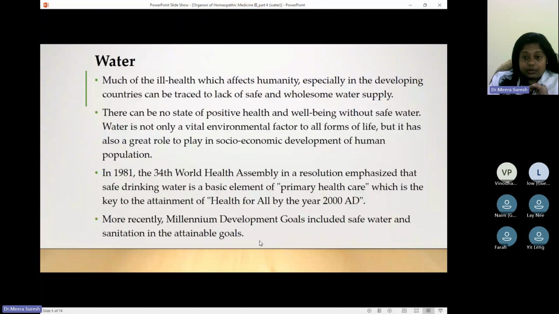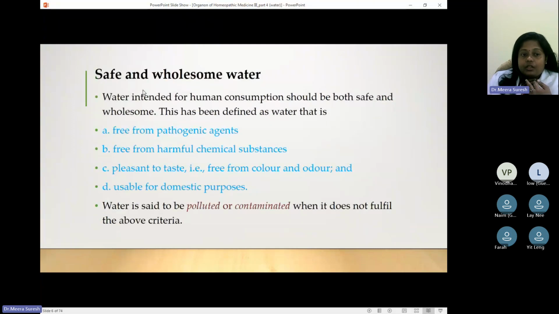Here, we use the term safe and wholesome water supply. What do we mean when we use this term? Water intended for human consumption should be both safe and wholesome. By this term we mean that the water should be free from pathogenic agents and free from harmful chemical substances.